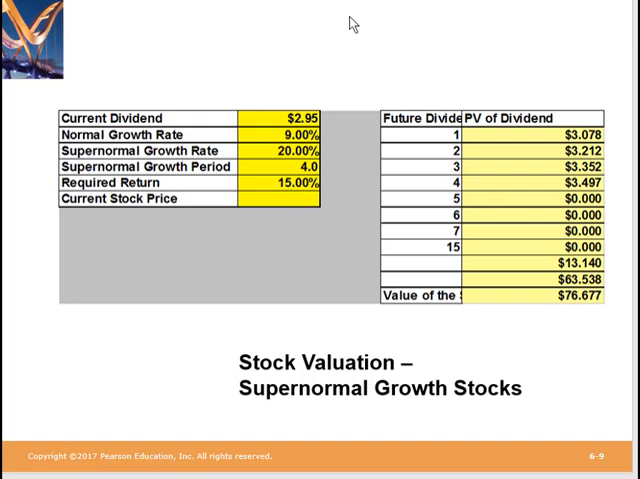So what this model essentially does is it calculates the next 4 dividends. It then also calculates the price at the end of that time frame. And then it adds them all together. So it finds the present value of the 4 dividends plus the price at the end of the 4th year. So the value of this stock is roughly $76.68.